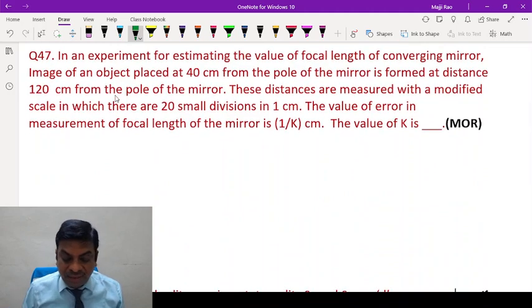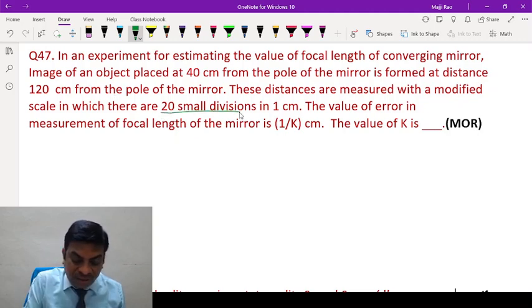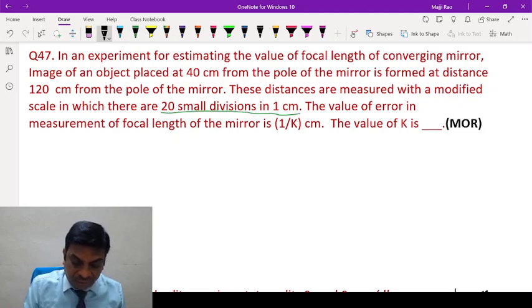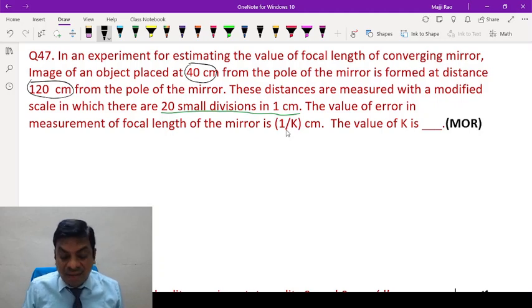In an experiment for estimating the value of focal length of converging mirror, image of an object placed at 40 cm from the pole of the mirror is formed at a distance 120 cm from the pole of the mirror. These distances are measured with a modified scale in which there are 20 small divisions in 1 centimeter. So the value of error in measurement of focal length of the mirror is? Now you know the object distance is 40 cm from the pole and image is formed at a distance 120 cm. So image distance is also known. So we have to find the error in focal length.